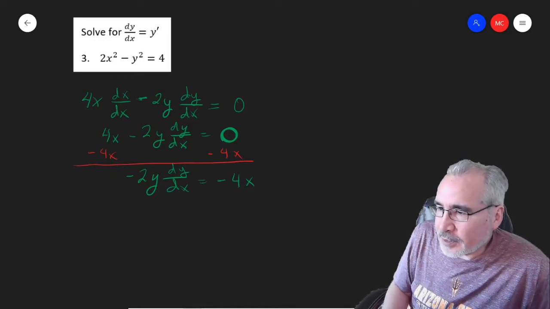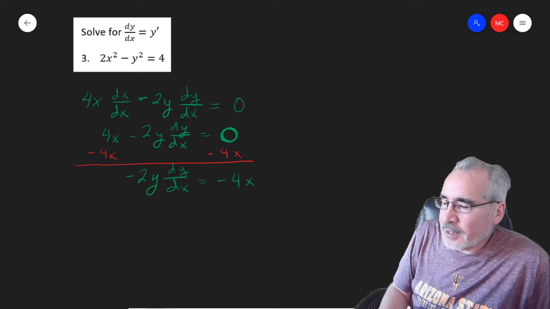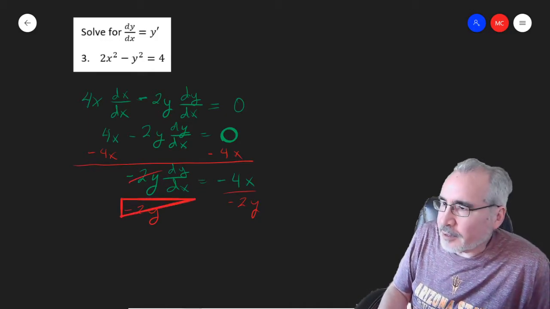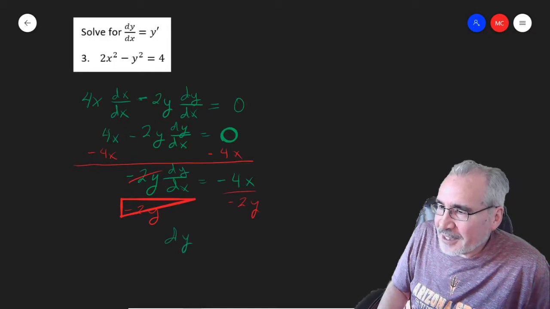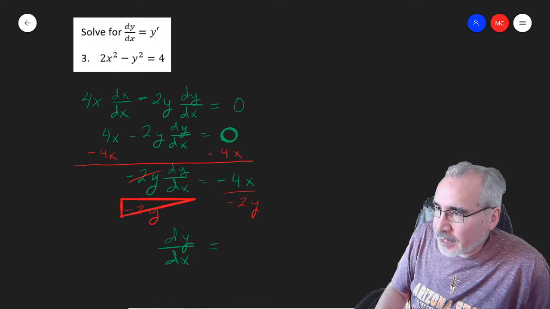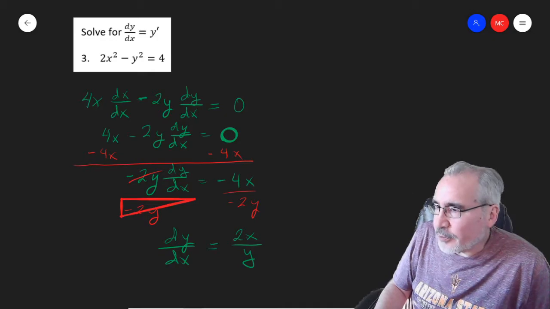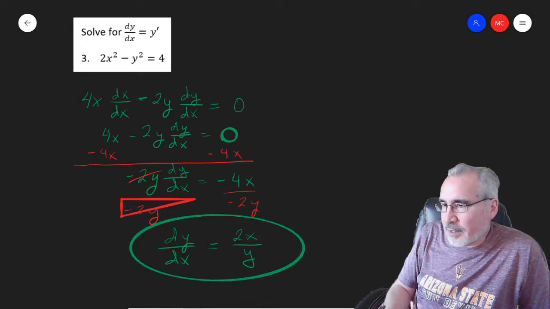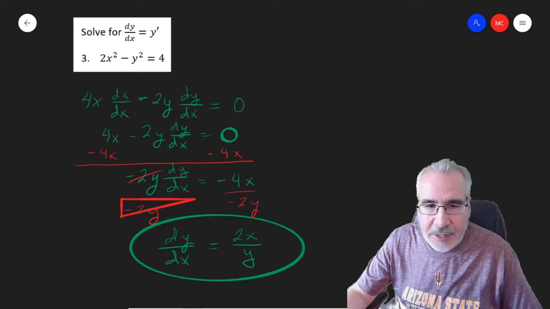So now this one's a little easier. No factoring to do. So we just divide by negative 2y on both sides. Okay, on here everything cancels out. dy dx, and we could reduce here. 4 divided by 2, a negative and negative become positive. 4 divided by 2 is 2, so we could write this as 2x over y, or 4x over 2y.